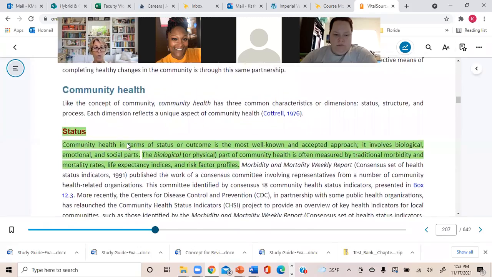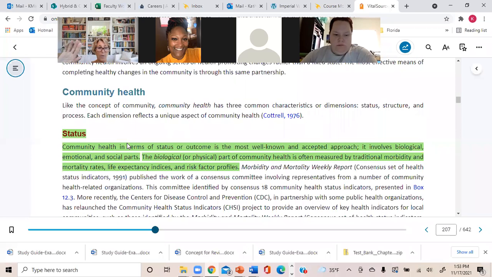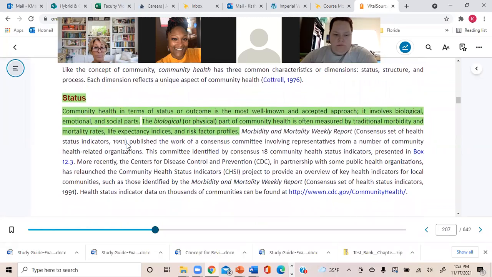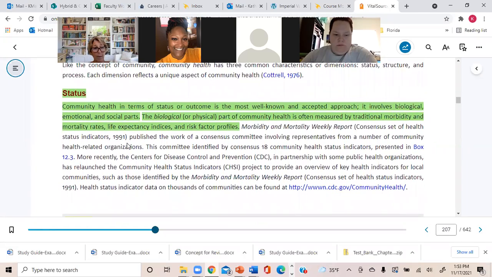And then it goes through, I'm not going to go through this, it's back up in the box, but if you don't understand the status and the three common characteristics, the status, the structure, and the process, you can read through these here. For example, community health in terms of a status or outcome is the most common approach. What are the biological, emotional, and social parts of the community?